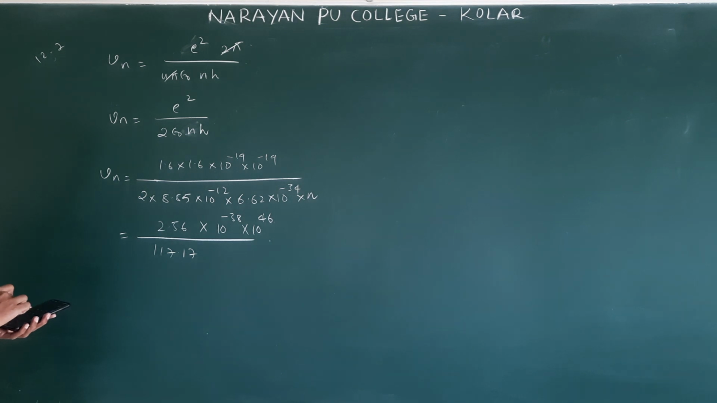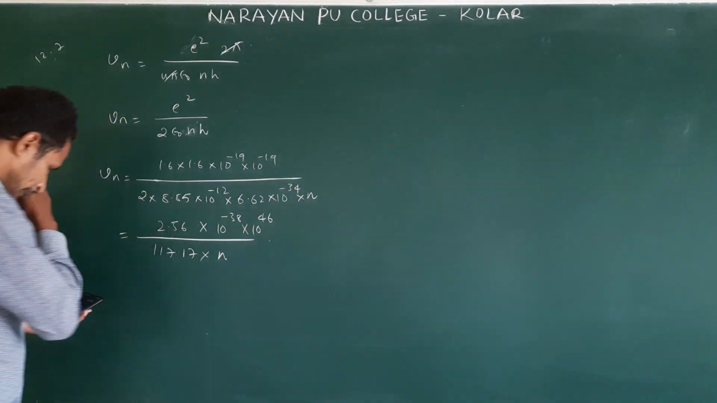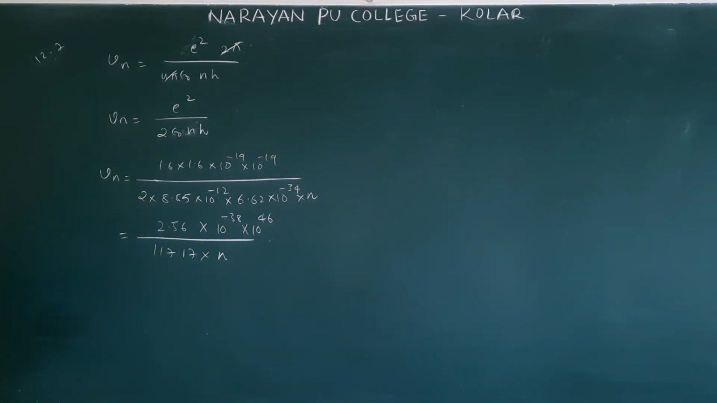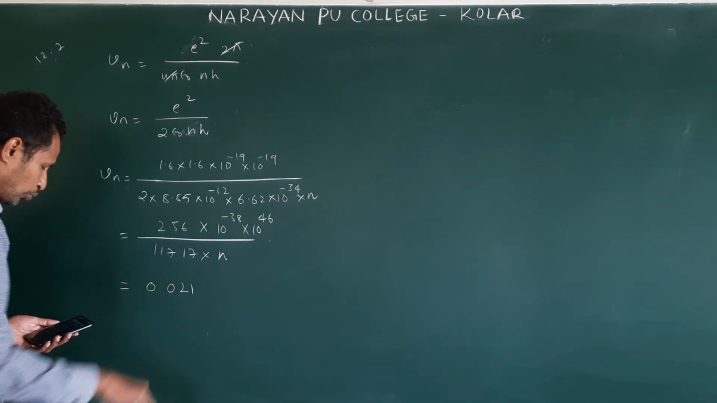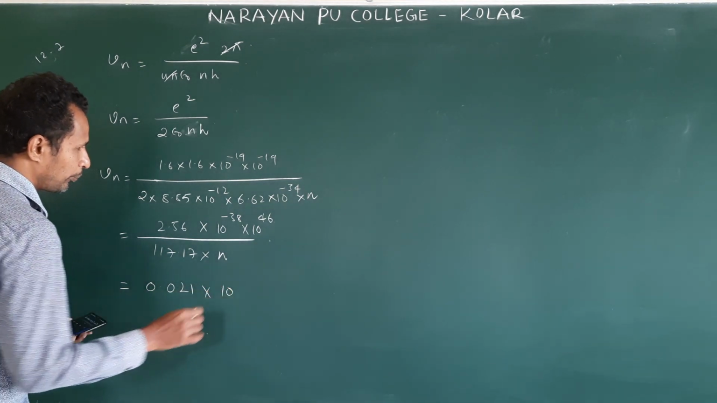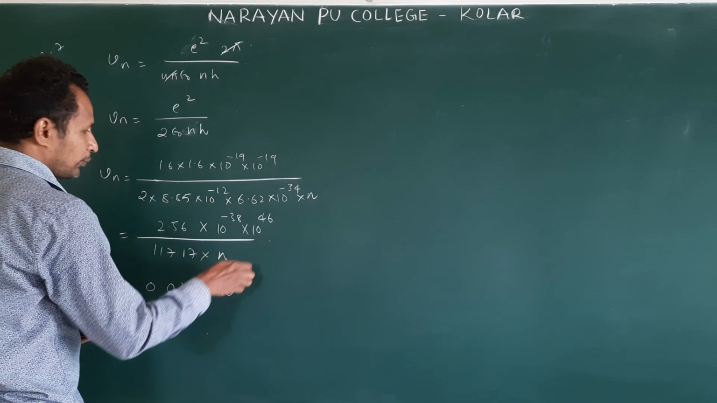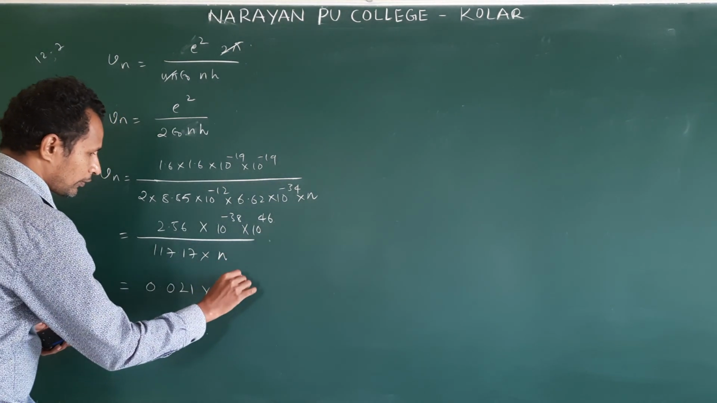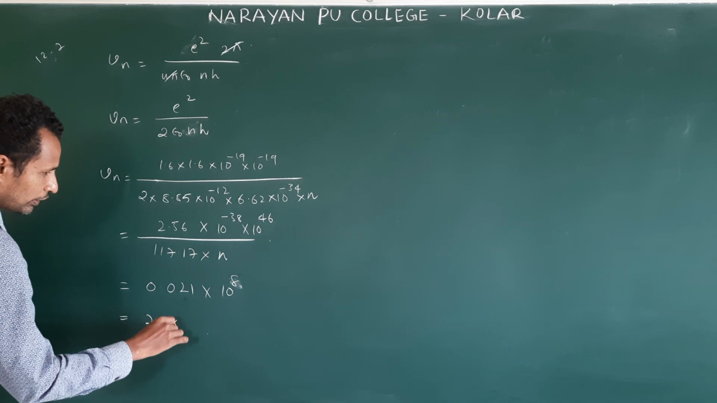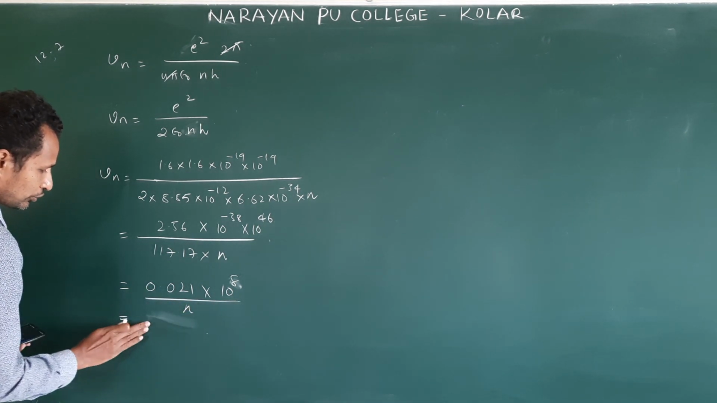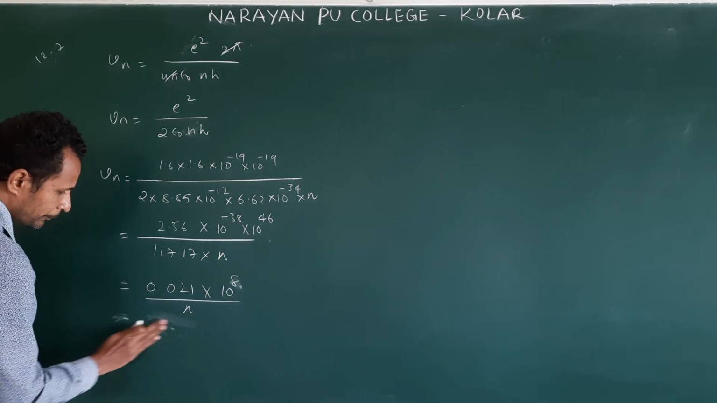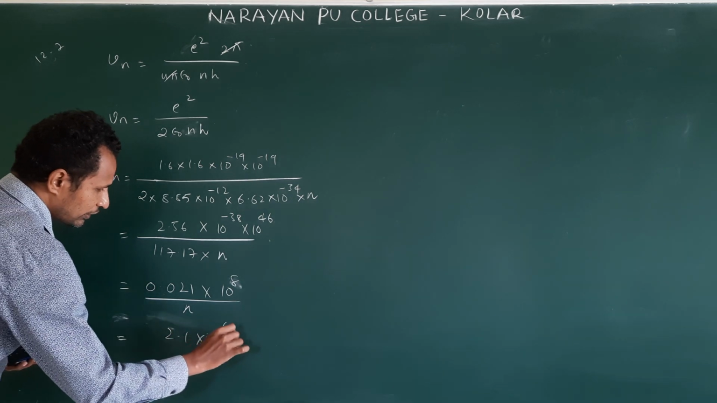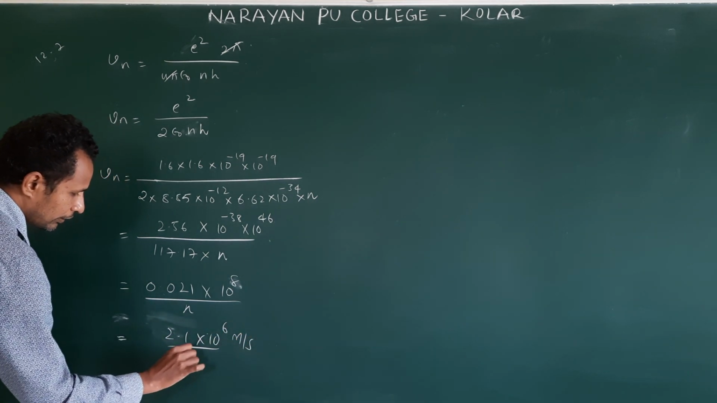Now this 2.56 divided by this, with n already there. So 2.56 divided by 117.17 is 0.021 into 10 power plus 8. If the decimal moves two places, this is 2.1 into 10 power 6 meter per second, divided by n.